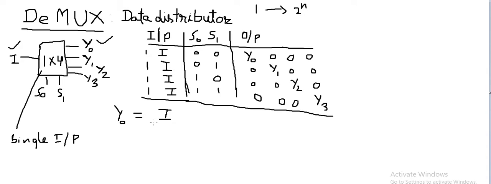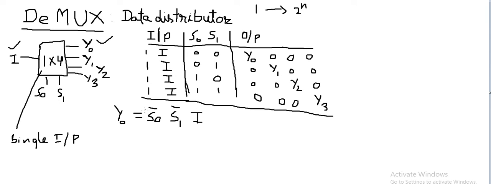So either you write S0 complement, S1 complement, I, which is the dot product of these, right? That means the AND gate will be between these three inputs. Why am I saying these three inputs? Because this input is combined with these selection lines to distribute to one of these outputs, right? So I have written S0 complement, S1 complement, I for this, or you can write I, S0 complement, S1 complement. This is the same.